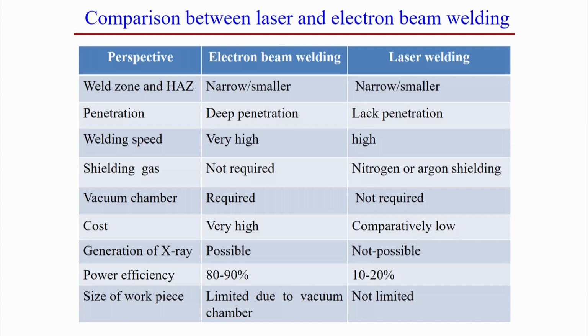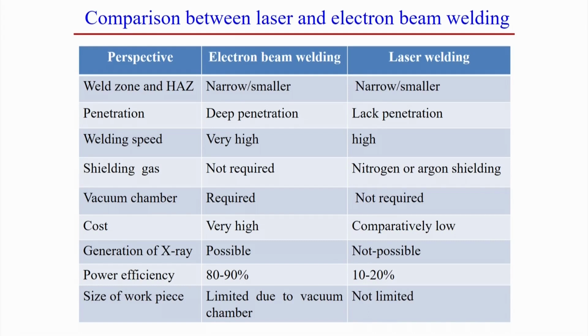Shielding gas: since the electron beam is produced in a vacuum chamber, there is no need for shielding gas in electron beam welding processes, but in the laser welding process, to protect the molten pool we generally use shielding gas, either nitrogen or argon. This is the typical shielding gas used in laser welding processes.